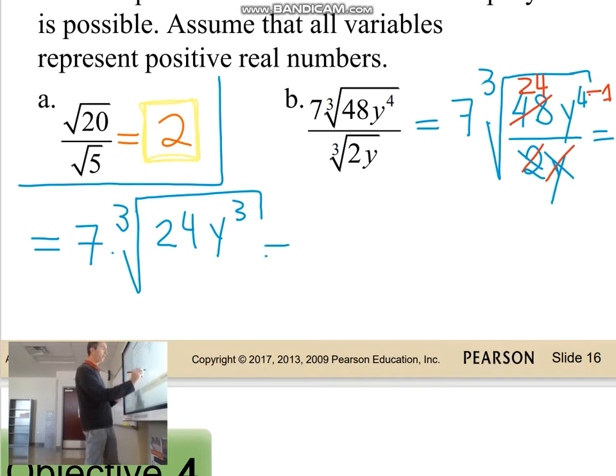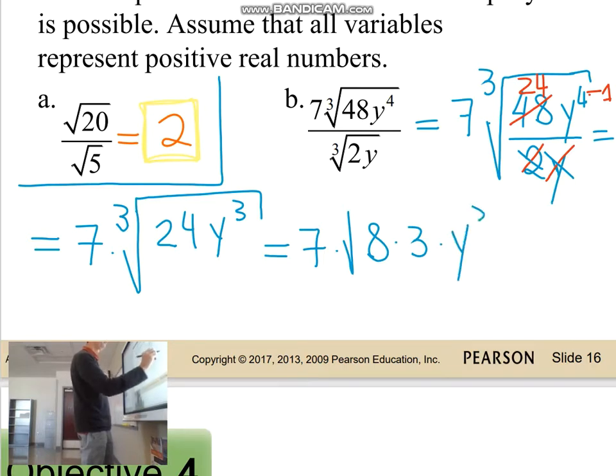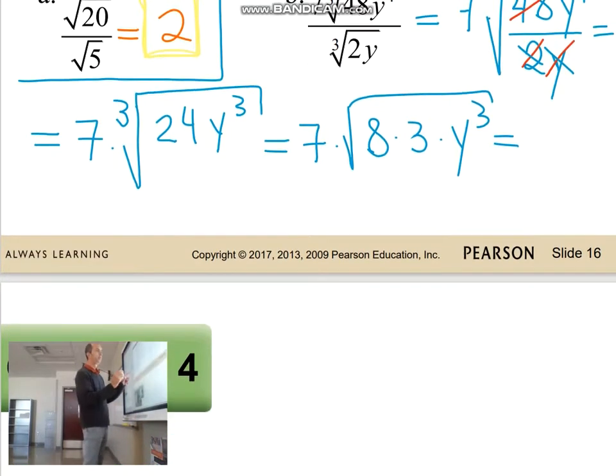Very good, because we have 7 and we're gonna have 24. You can multiply, you can break it down and have one perfect cube, like 8 times 3 times y cubed. And this is equals, let me show every step, 7 times. Apply now the product rule, okay?